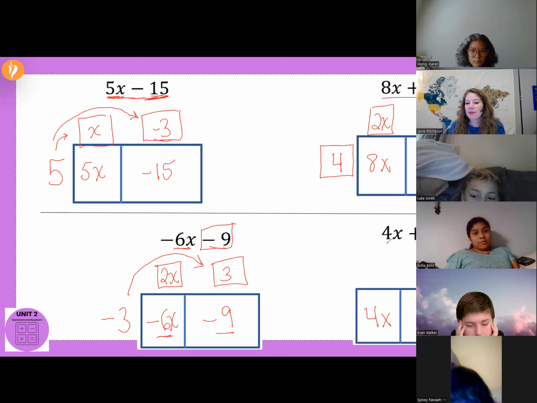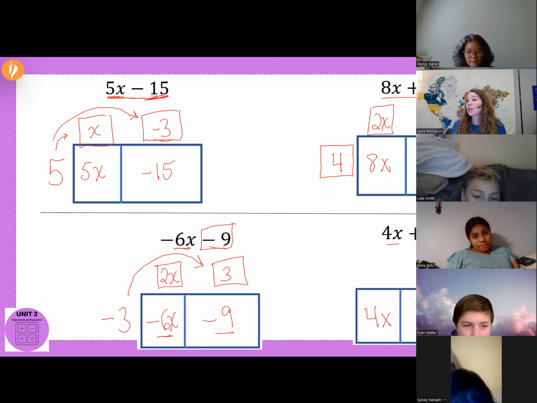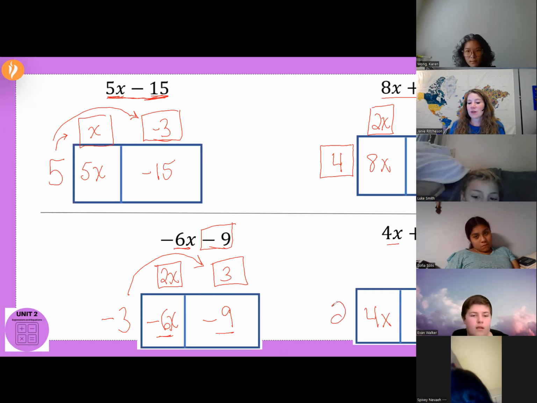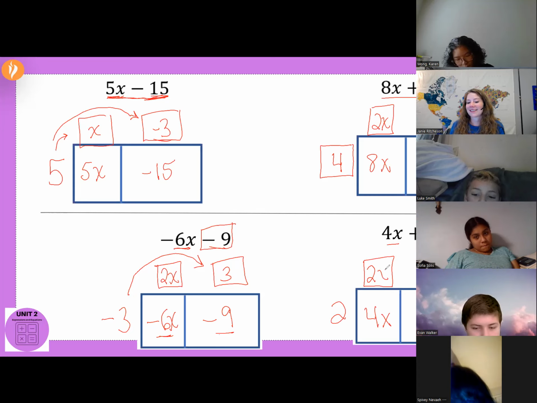All right, what's our greatest common factor of 4x and 18? 2. Oh no, my computer is dying. All right, so what goes on top? 2x. And 9.